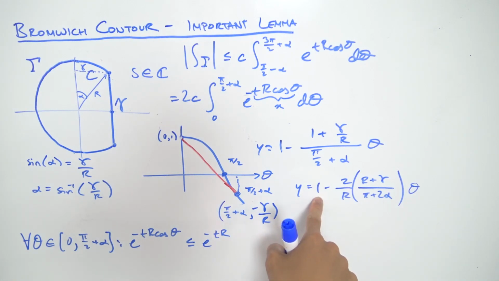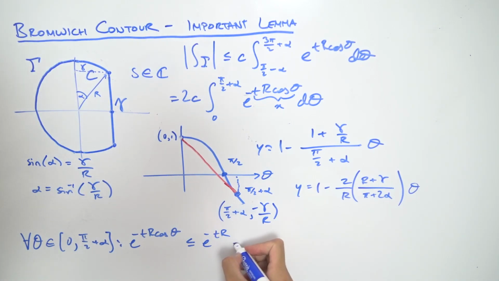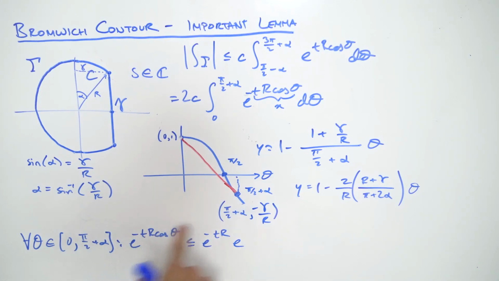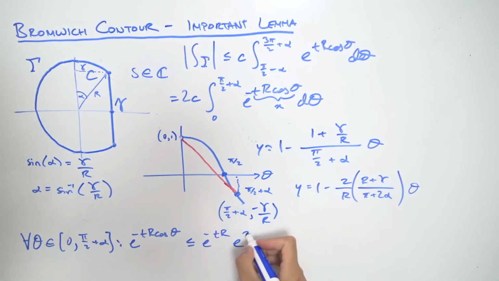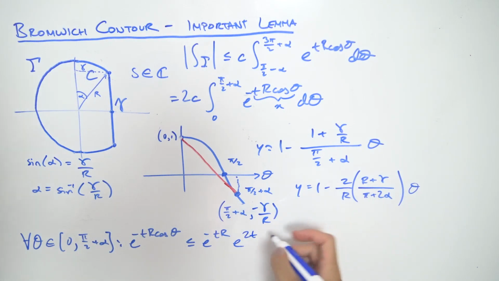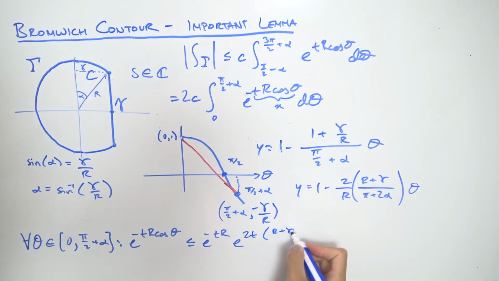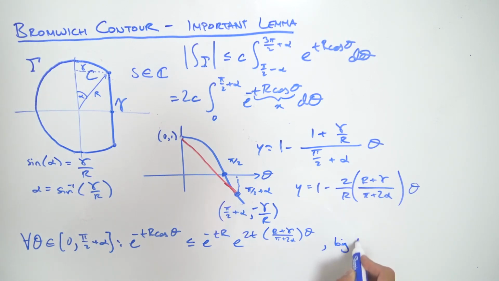So multiplying by 1, we just get, well, e to the minus tr. And then multiplying by the second part, we're going to get another exponential function using some exponential properties. Well, notice minus and minus will cancel out, leaving us with a positive. R and R will cancel each other out, leaving us with just 2t. And then we're going to get this part over here, I believe. So that's r plus the gamma divided by pi plus 2 alpha times theta. And this is for big R. So if R is sufficiently big, then this inequality will hold.